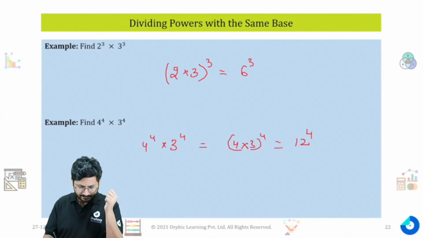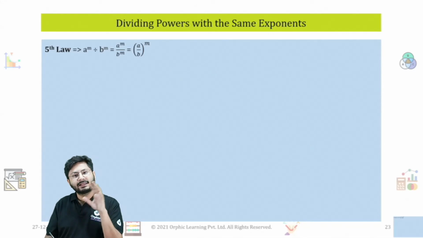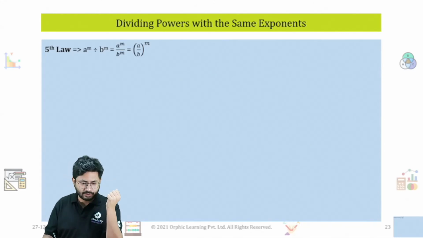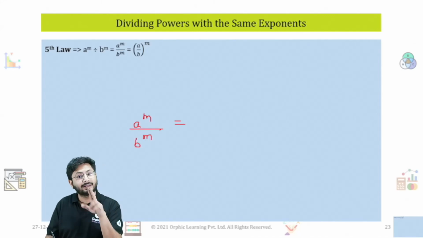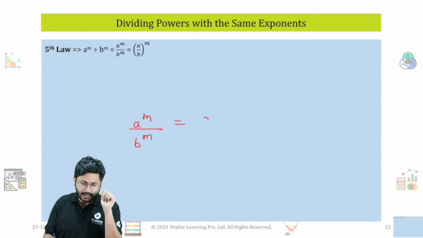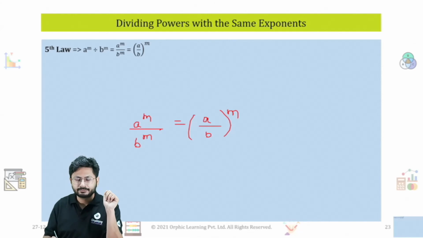Now the fifth law, which we have already discussed: if the power is the same and there is a division sign in between, a to the power m divided by b to the power m, I will take the m common outside in the power and it will become a by b whole to the power m. That's it. So this was the fifth law of exponent.